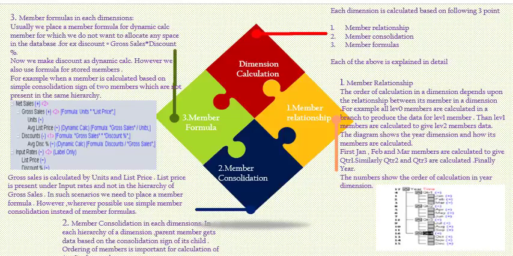Here, the diagram shows the year dimension and how its members are calculated. First Jan, February and March members are calculated to give quarter 1. Similarly quarter 2 and quarter 3 are calculated. Finally year is calculated. The numbers beside each member show the order of calculation in the year dimension.